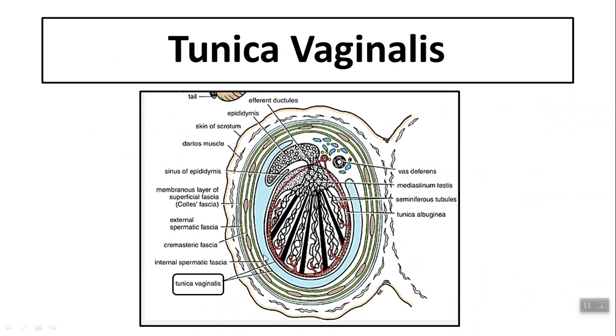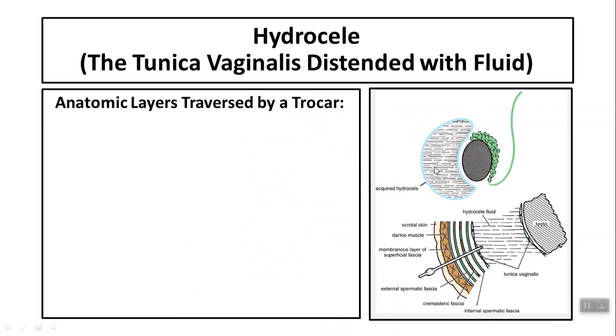This is the tunica vaginalis, as we said before. It has a parietal layer and a visceral layer, and here we have a cavity in between. If this cavity of the tunica vaginalis contains fluid, we call it hydrocele. So hydrocele means that the tunica vaginalis is distended or filled with fluid. We need to drain this fluid.